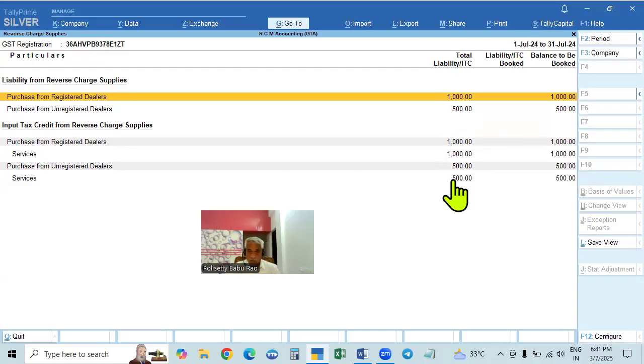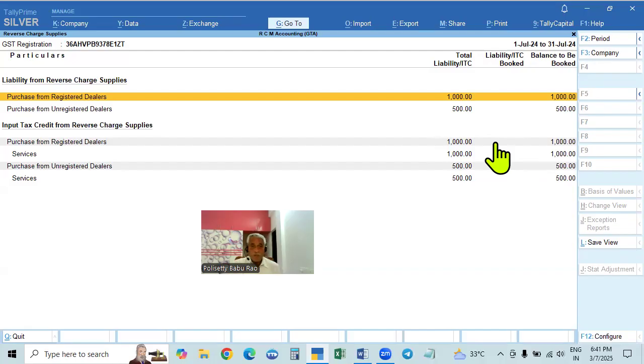So this is the total amount, and we have to book that. Still, we have not booked. Balance to be booked. The same thing is shown. When you book that, this will come here as liability or ITC booked. If you book liability, it is liability booked. ITC booked means creating.